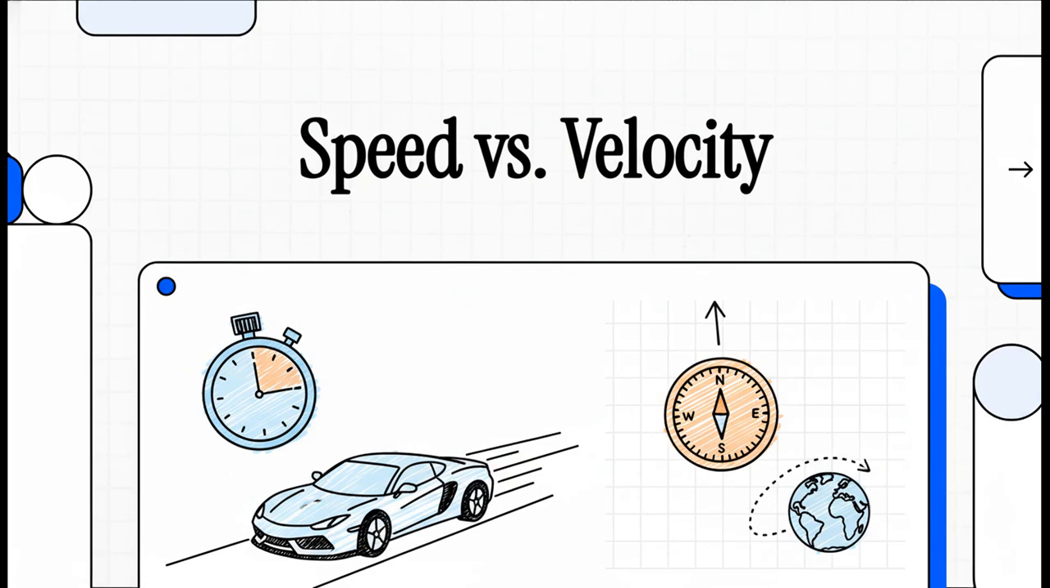Welcome to the explainer. So you probably use the words speed and velocity like they're the same thing, right? We all do. But in the world of physics, they are totally different. And getting that difference is honestly the key to understanding how basically everything moves.